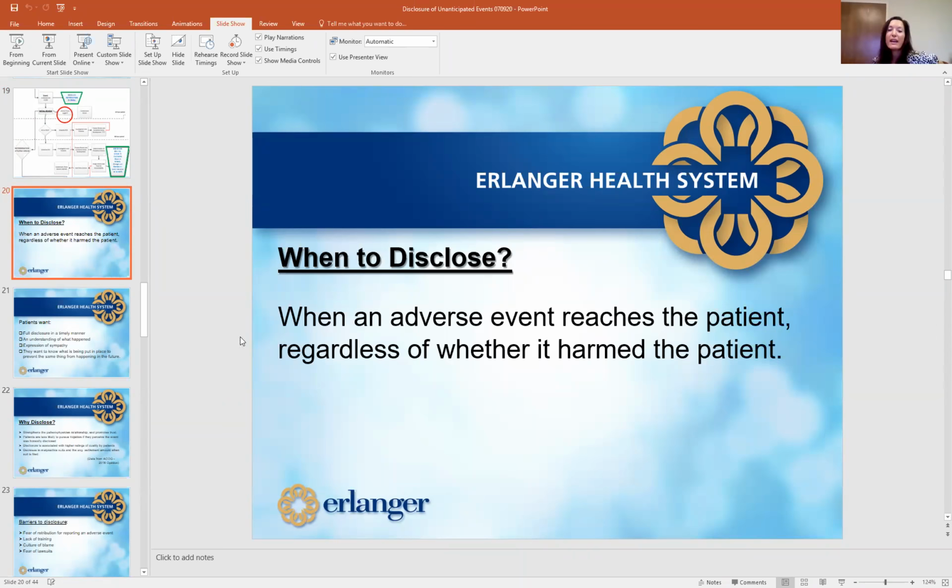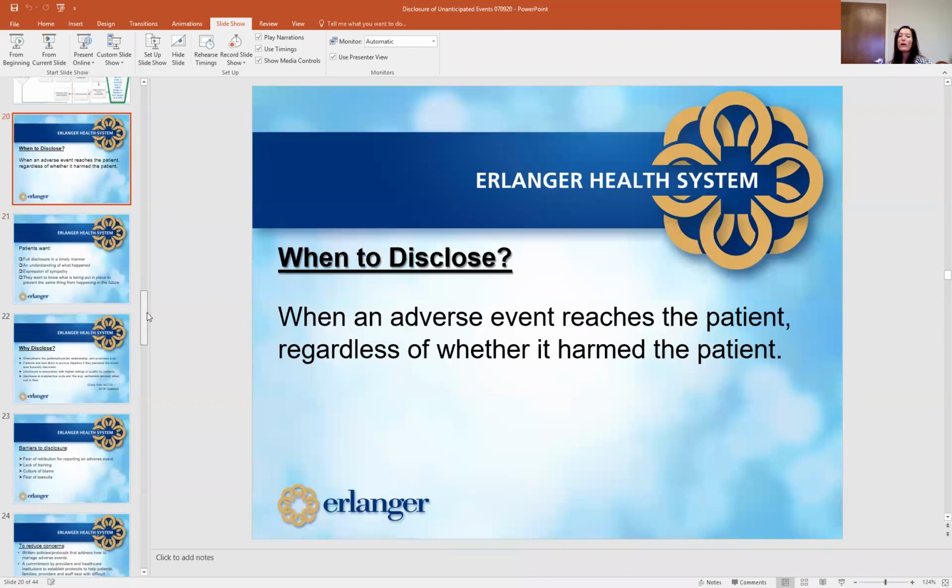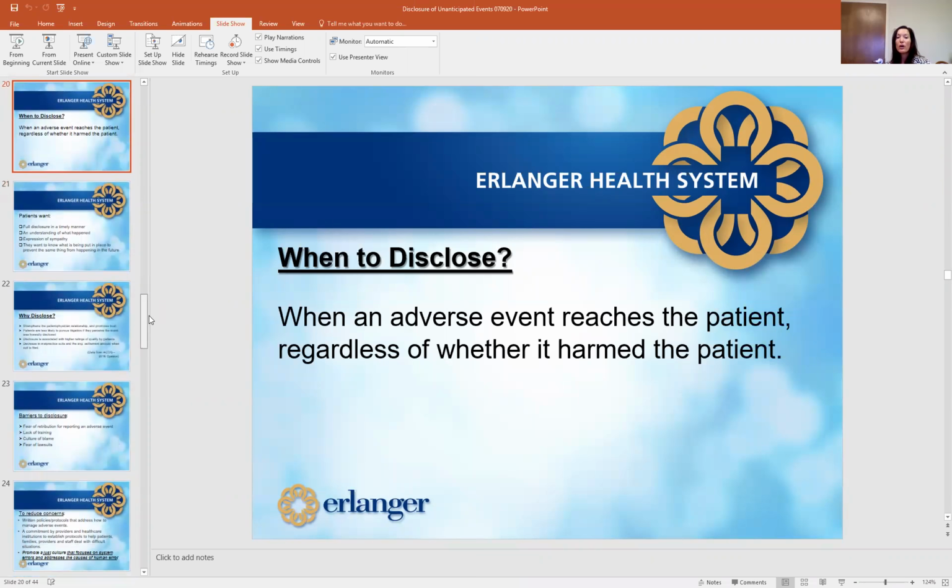So now we've had an adverse event occur, and the question comes up, when do we disclose that? We disclose that now at Erlanger anytime an adverse event reaches the patient, regardless of whether it actually caused harm to the patient. That is a change in the policy, or I'm sorry, the guideline, the disclosure guideline that Dr. Kohrt and I just recently revised. That is a change. So our old policy read that only when an adverse event actually caused harm to the patient was disclosure mandatory. And up to that point, it was discretionary.